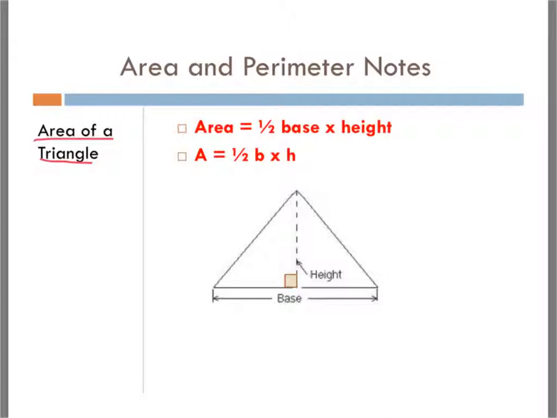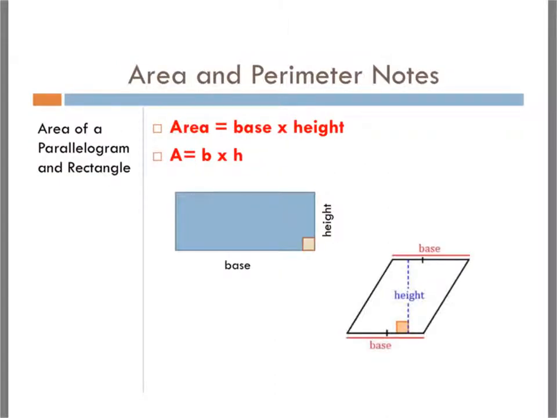Ready, pause. And this is the second formula I'd like you to copy down, which is the area of a parallelogram and a rectangle. Please note that in a rectangle, the base and height are self-explanatory. However, in a parallelogram, the height is from the top to the bottom. It is not the slanty part. I repeat, it is not the slanty part. Pause the video, write this down, and hit play when you're done. Ready, pause.